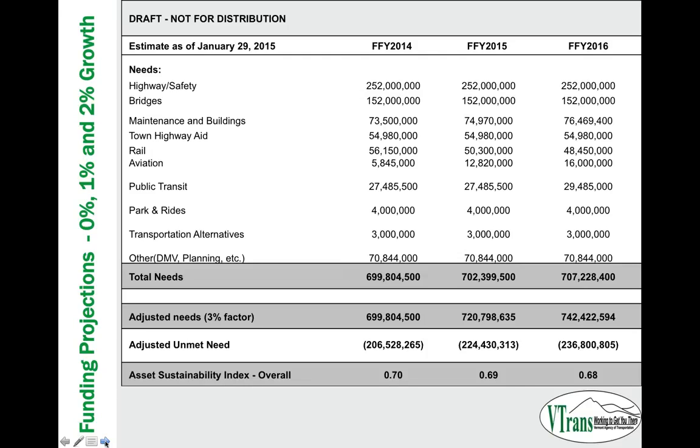And our asset sustainability index went from 0.7 in 2014 to 0.68 in 2016. And it's just coincidence that the asset sustainability index that we're reporting in 16 and the unmet need of 240 million are closely similar to the Section 40 report. Next slide, please.